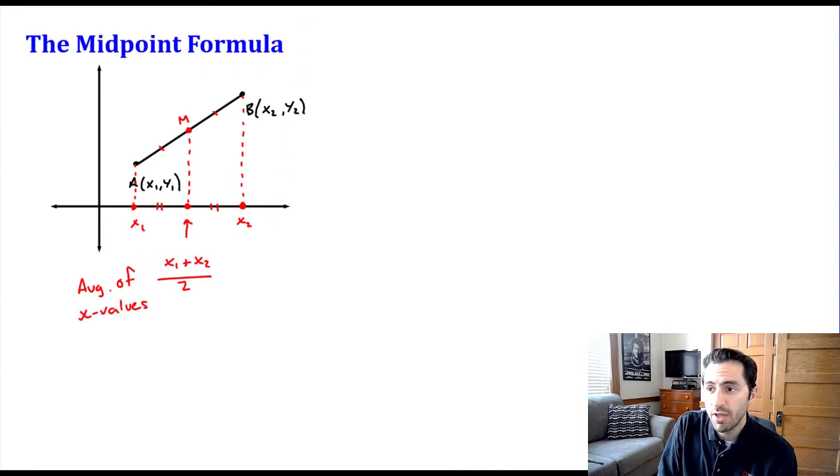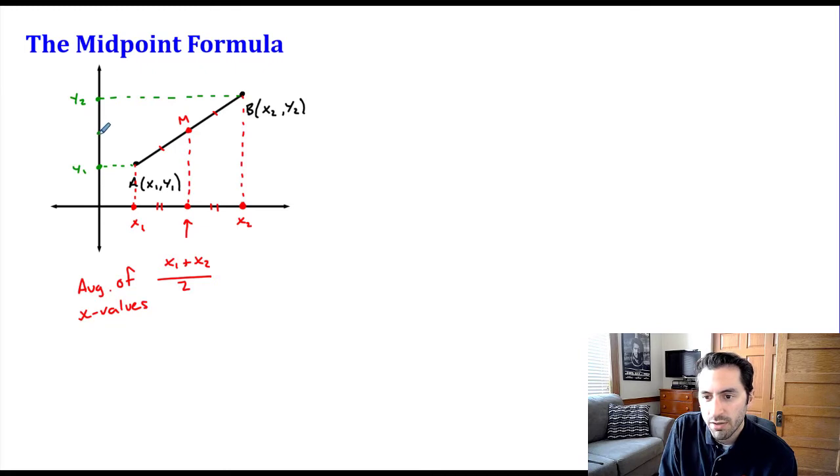Okay, let's do the same thing for the y values. So again, if I go straight across to my y-axis, the y value here has to match up with the y value for A. So this is y1. If I go all the way across from B, the y value here has to match up with the y value for B.